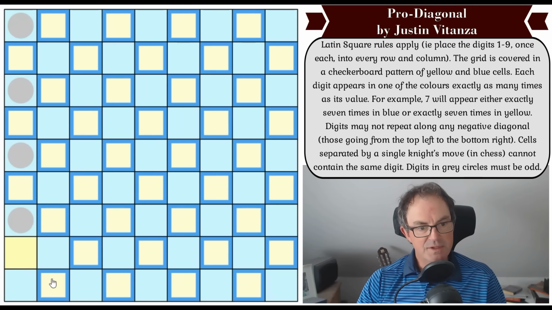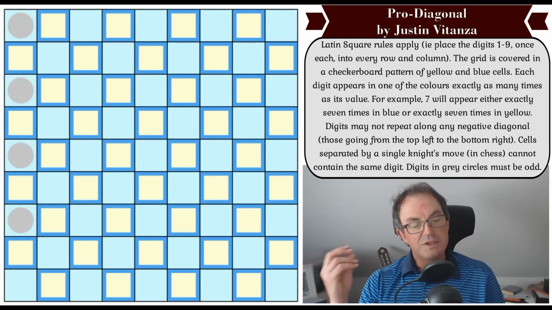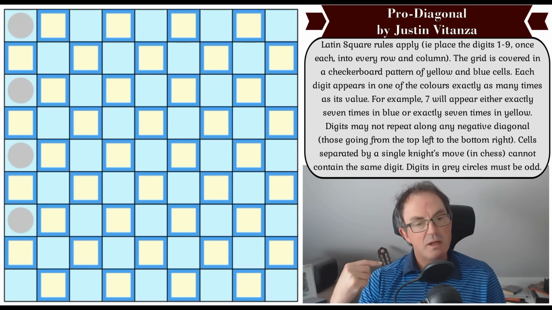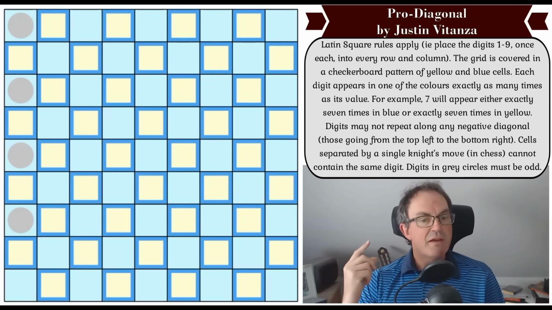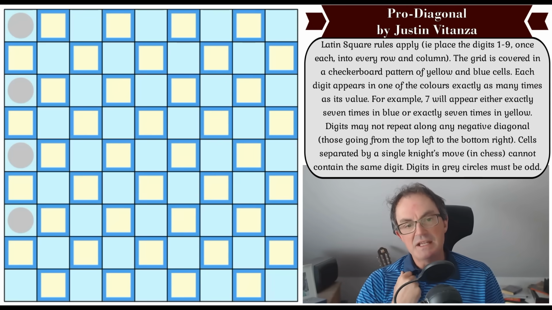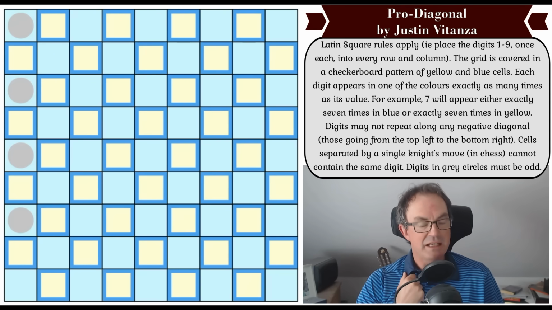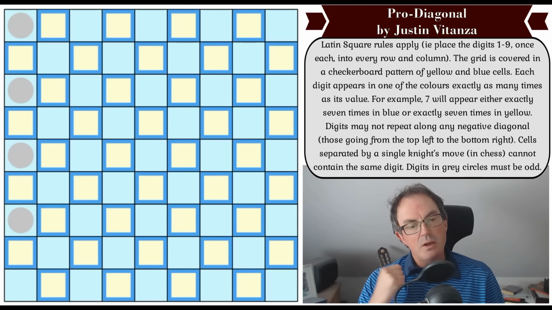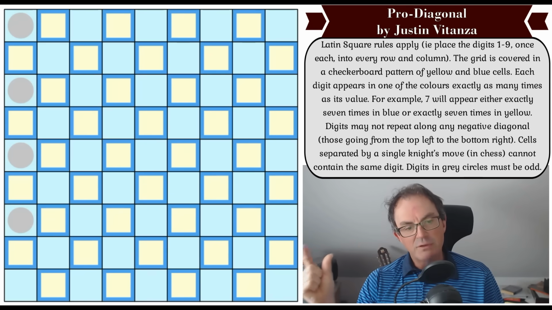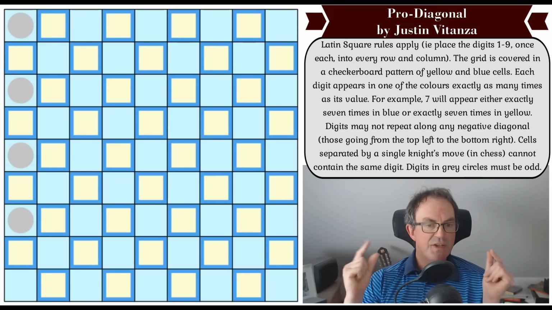So we know that the yellow cells overall contain an even number of any digit. So is it possible that there are exactly 7 sevens in yellow? No, it's impossible for any Sudoku to contain exactly 7 sevens in yellow, because there will be an even number of any digit that you put in yellow. So the digits 1, 3, 5, 7 and 9 are correctly counted by blue.